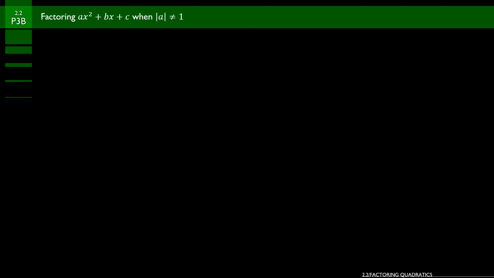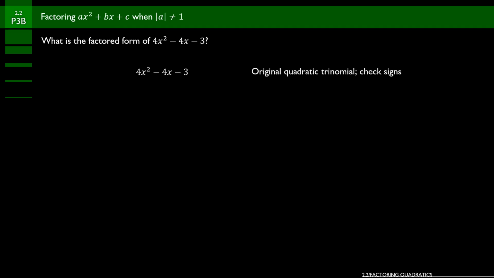Okay, we're going to take a look at 3b now. What is the factored form of 4x squared minus 4x minus 3? Again, we're going to check for GCF, which there is none, then look at our signs, and our signs indicate to us that we're going to have opposite signs inside of our parentheses, and that the larger of the two factors is going to be negative.